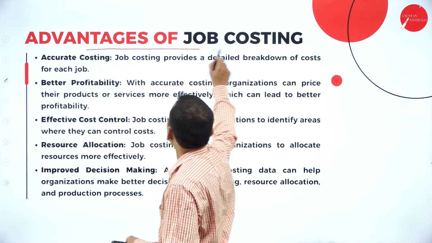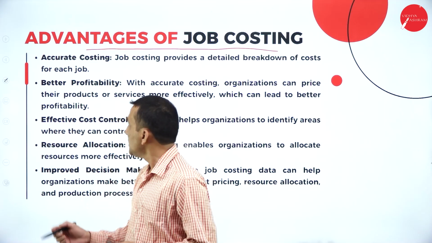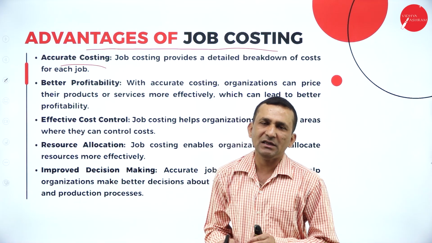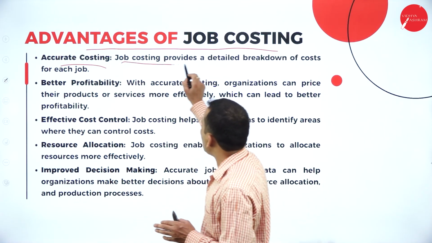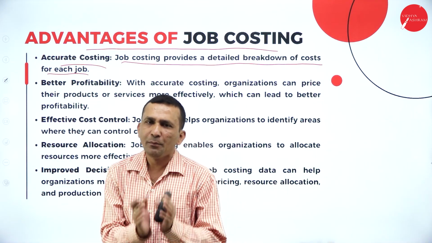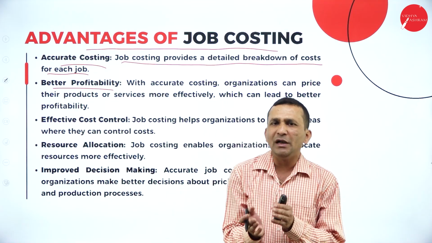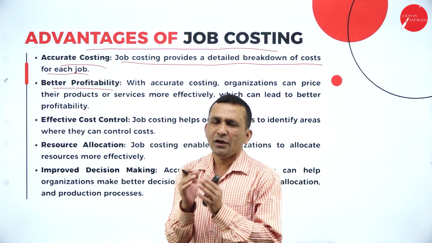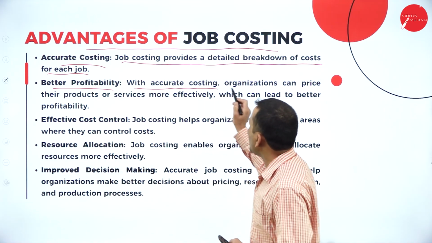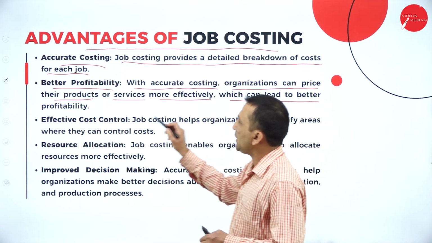So next, advantages of job costing. There are many advantages we find when we are performing an individual job or project. The first one, accurate costing. We maintain exactly what cost I have spent, what the labor cost is. Job costing provides a detailed breakdown of the cost of each project or job, so we get a more accurate result. And better profitability: we can calculate the profitability, and if your profit is less, we can decide here how to increase it. So with accurate costing, an organization can price its products and services more effectively, which can lead to better profitability.